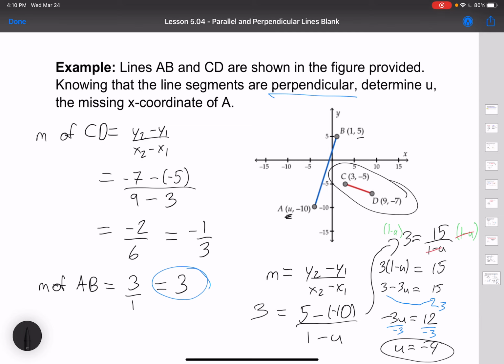Because if we have that value, that gives us a slope of 3 for this line AB, which is then perpendicular to our line CD, which had a slope of -1/3.